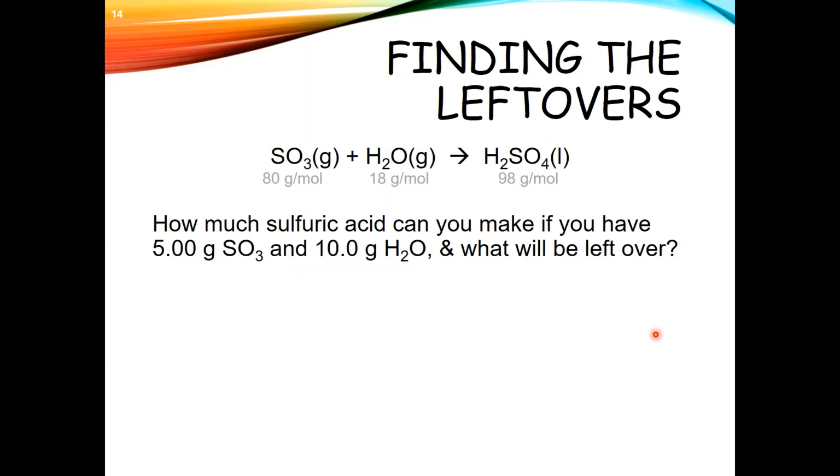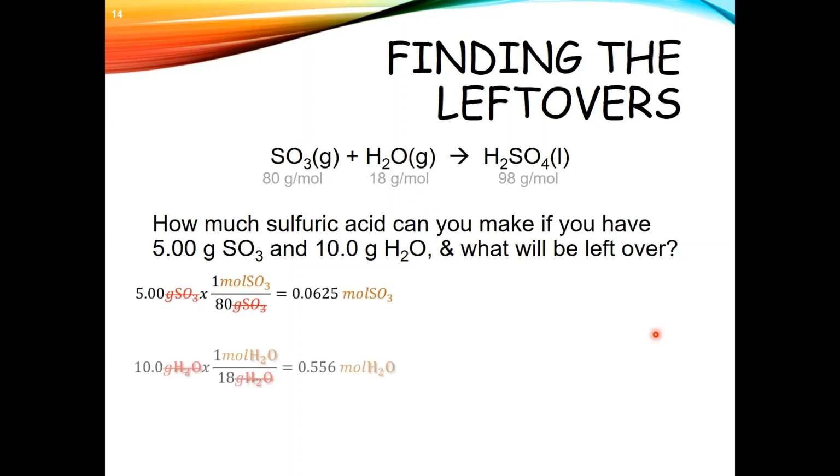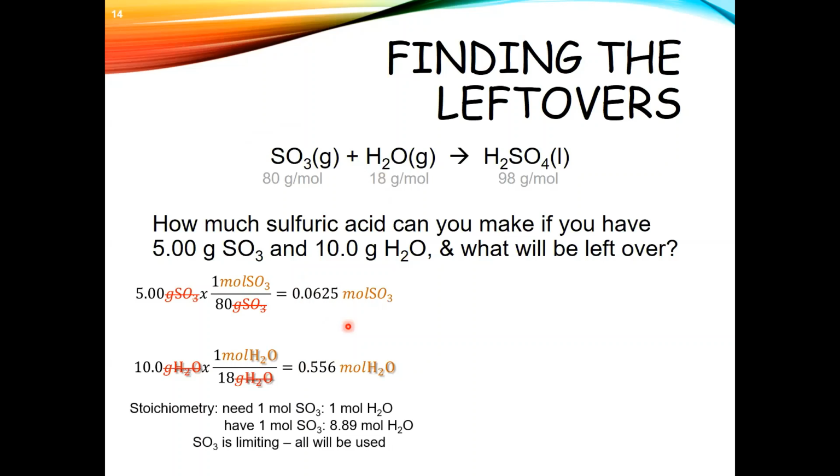So the first thing we're going to have to do, of course, is figure out how many moles of SO3 and how many moles of water we have. So we'll do that really quick. And we're going to have 0.0625 moles of SO3 and 0.556 moles of water. Now we can look at this equation up here and see that we should have just 1 mole of each of these, but down here in reality we have much more water than we have of SO3. So what that means is that our SO3 is our limiting reagent, and it'll be all used up.